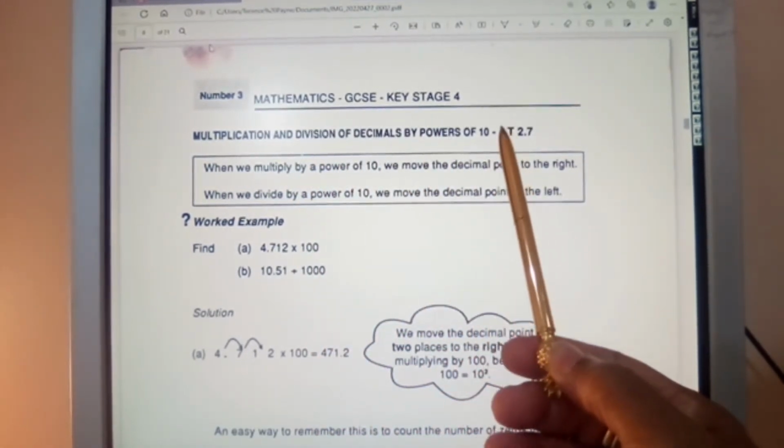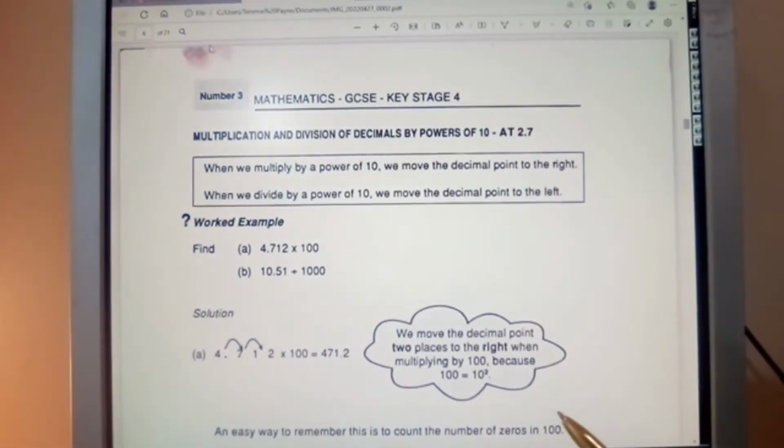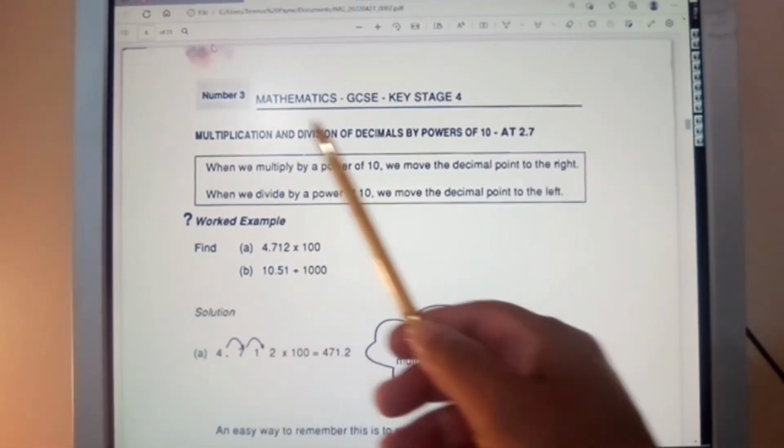Okay, ignore the 82.7, whatever. That's not relevant to you. This is what's relevant to you. Okay.